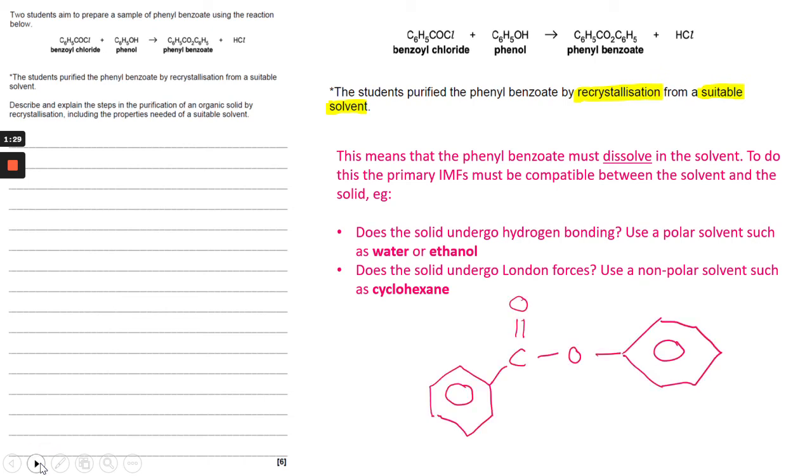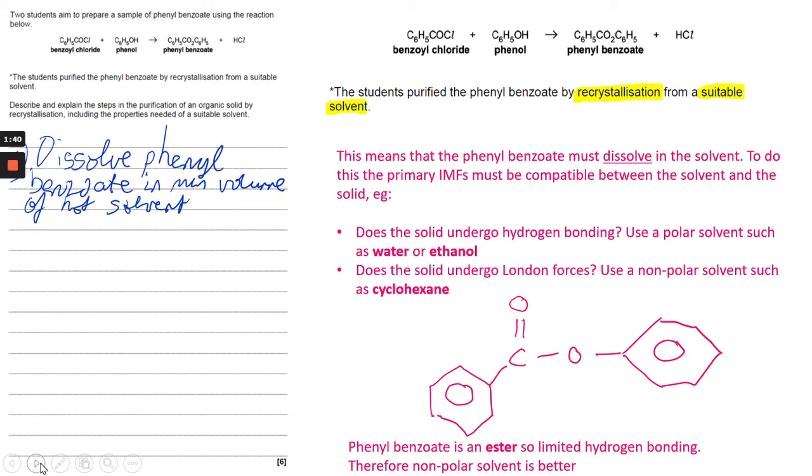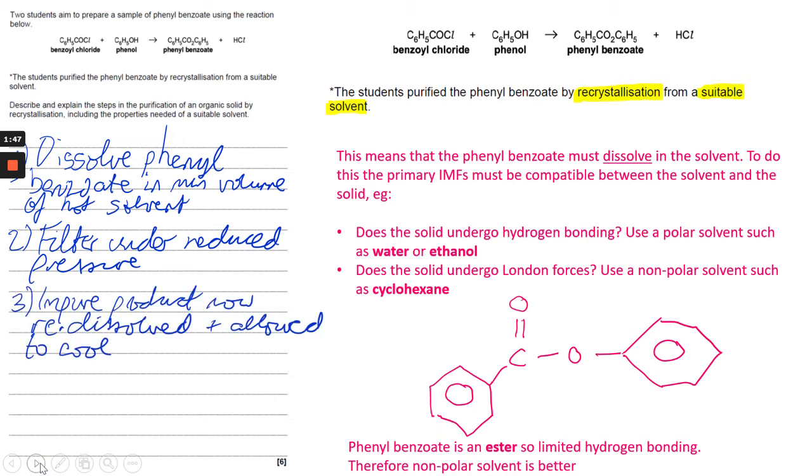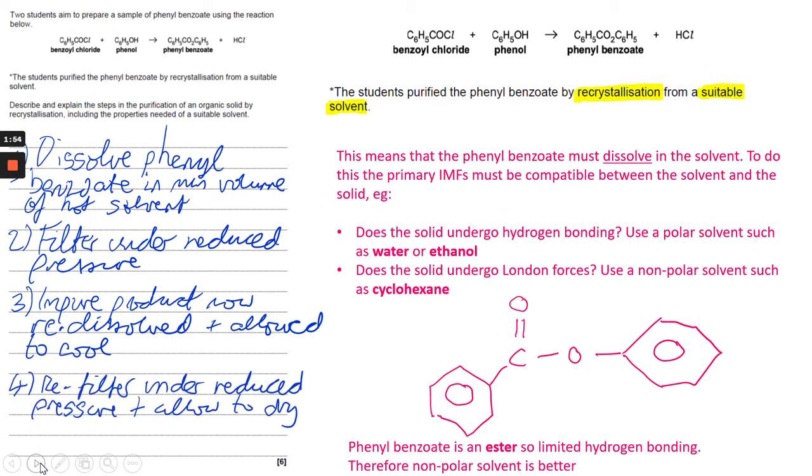So this time, phenyl benzoate is an ester, so there's not going to be much hydrogen bonding available, and therefore a non-polar solvent that relies on London forces is the better choice. So the first thing to write down is that you dissolve the phenyl benzoate in the minimum volume of hot solvent before filtering it under reduced pressure to obtain the impure product. That can now be redissolved and allowed to cool. And what happens next is, as the crystals of the pure phenyl benzoate come out of solution, you can refilter once more under reduced pressure and allow to dry.